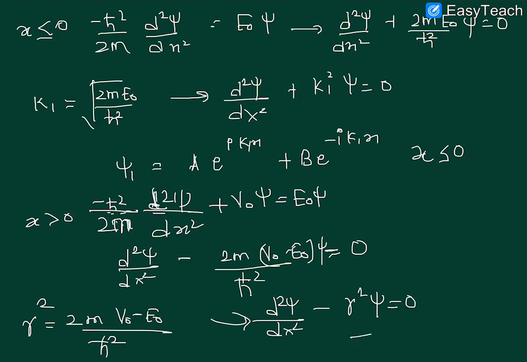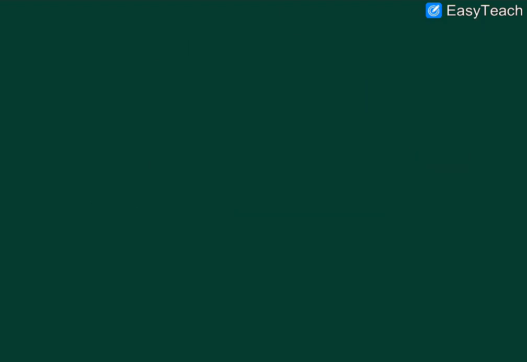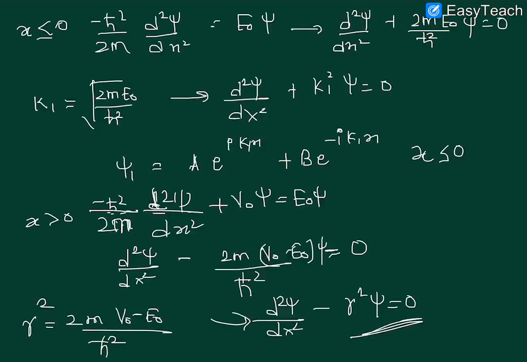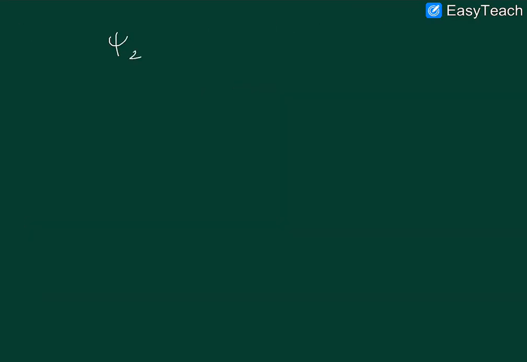And the general solution for such kind of equations that we know, let me call this psi 2 since it's in the other region, would be C e to the power minus gamma x plus D e to the power plus gamma x. Now this equation signifies an exponential on the negative side, but it's not possible in the case of a step potential, so this reduces to 0.